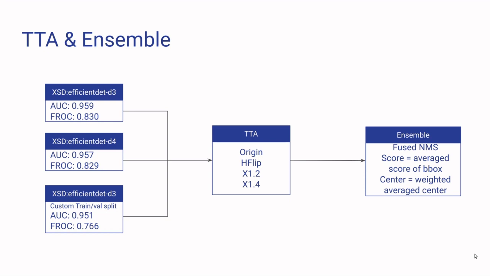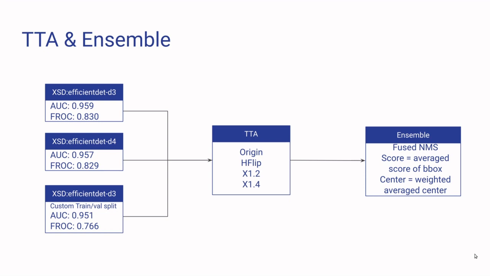And for each of these models, test augmentation was used in the inference. Overall, there are 4 passes used in the inference: the original image, the horizontally flipped image, and also scaled up 1.2 and 1.4 times compared to the training image size.